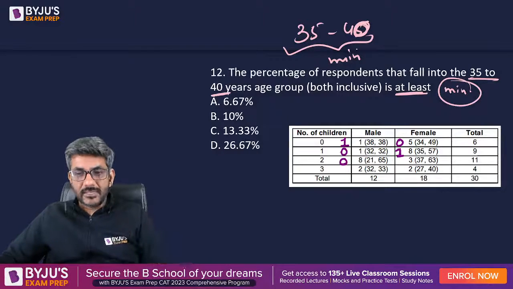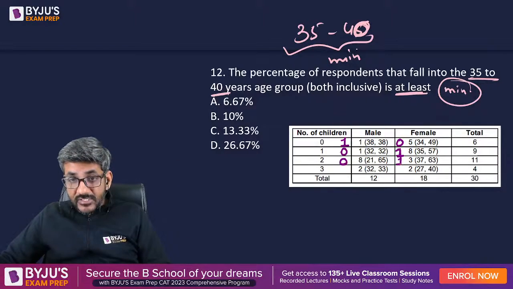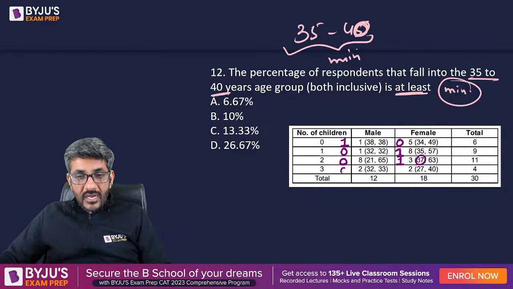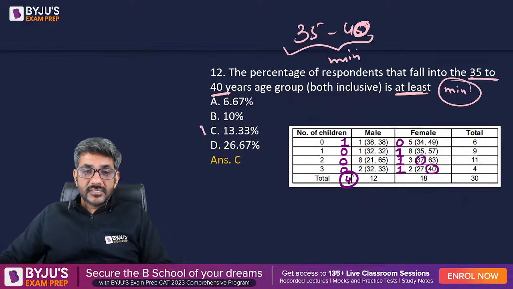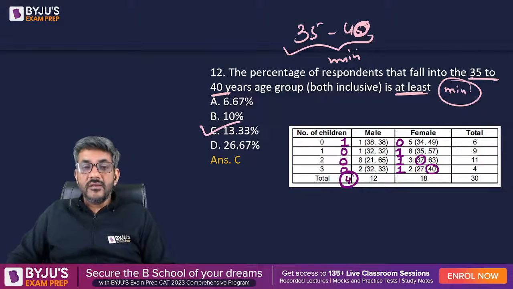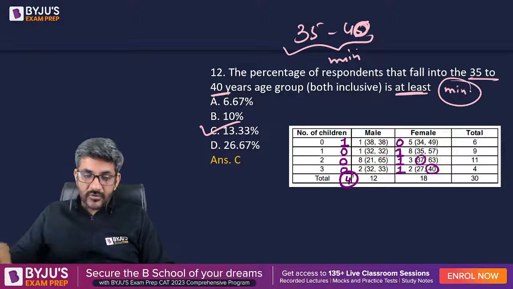So that's a possibility. Here, I must have this one person in this range, this person having 37 years of age. Here I have no one in this range. And here I definitely have one person in this range, the person with an age of 40. So one male and 3 females, that is a total of 4 people. And 4 as a percentage of 30 is 13.33%. So my answer is option C for this.